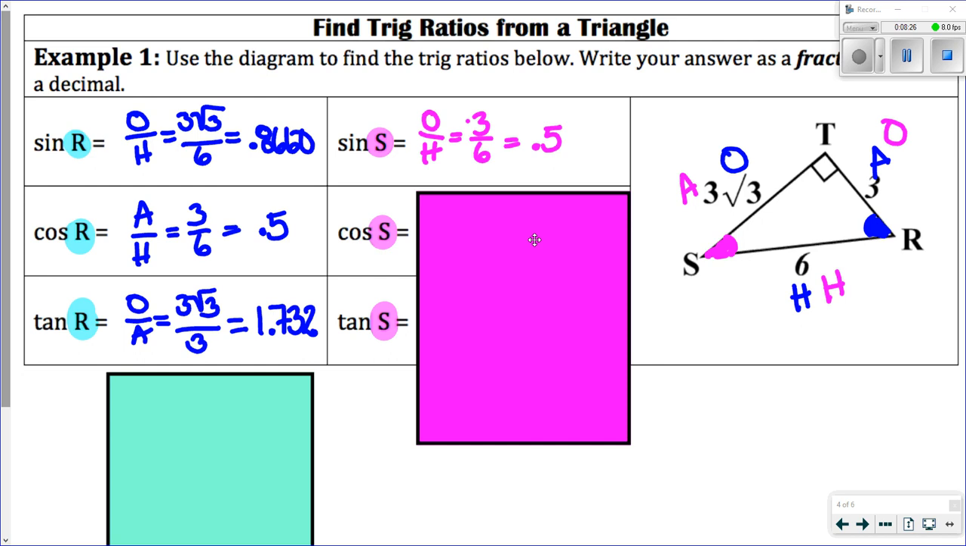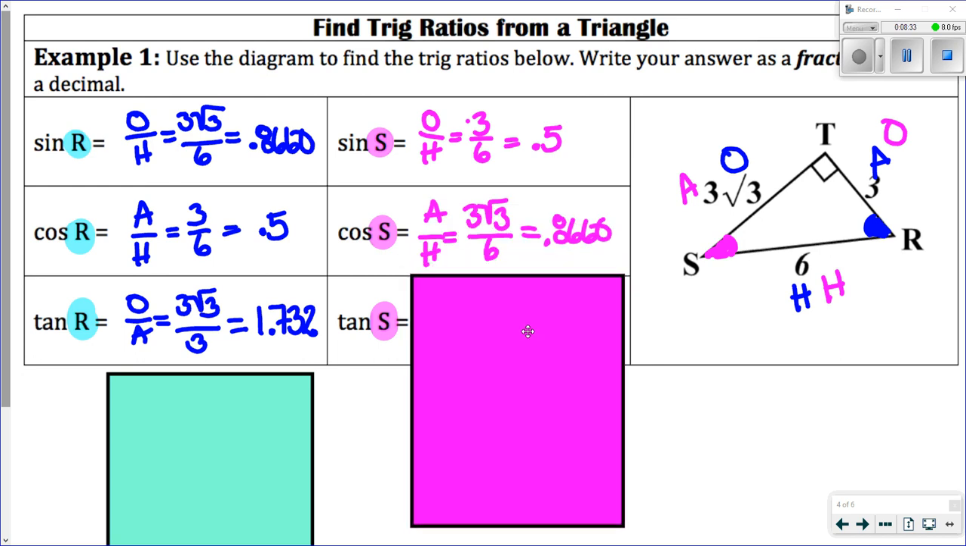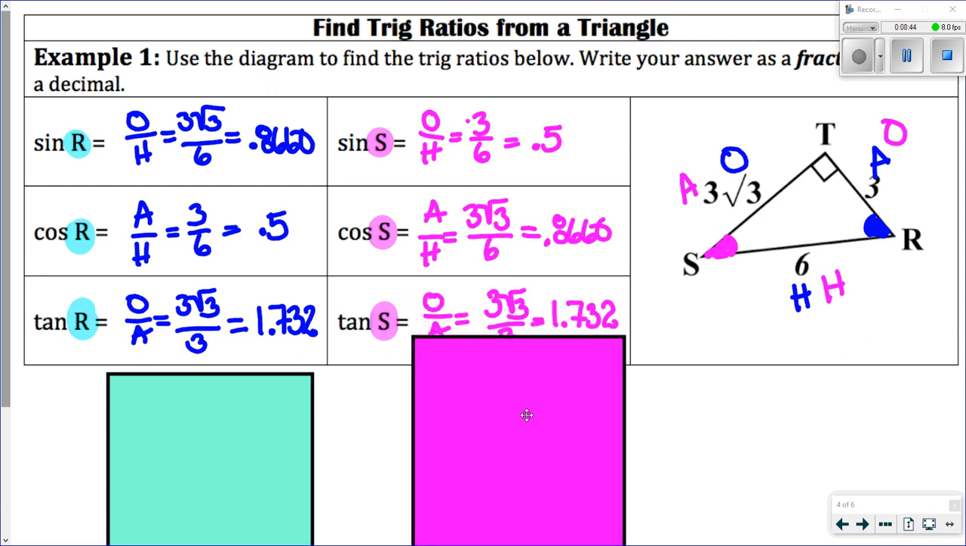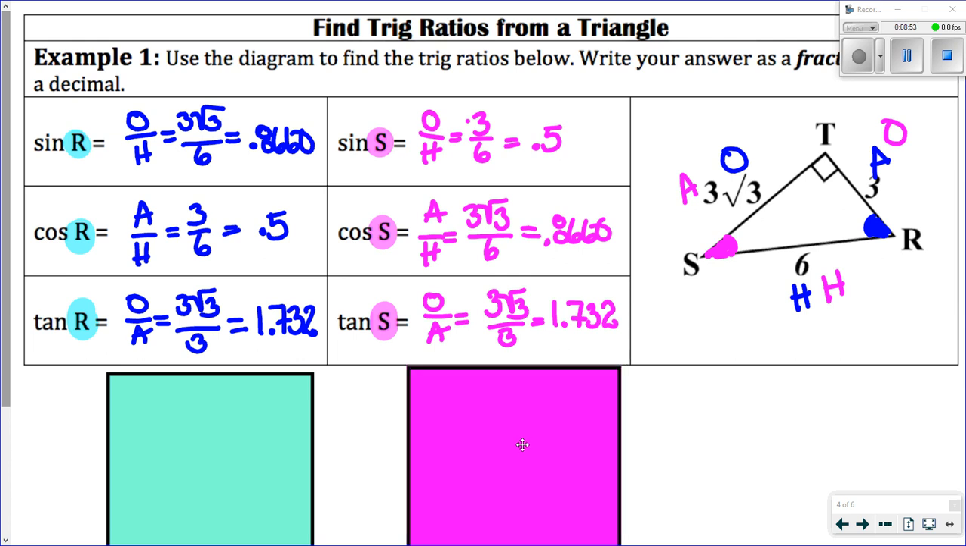Cosine, that would be CAH. So it's cosine adjacent over hypotenuse. So we have 3 root 3 over 6, which gives us 0.8660. And tangent, which is TOA, tangent is opposite over adjacent. So that will be 3 root 3 over 3, which gives us 1.732. So I've got all these ratios for angle R and angle S.